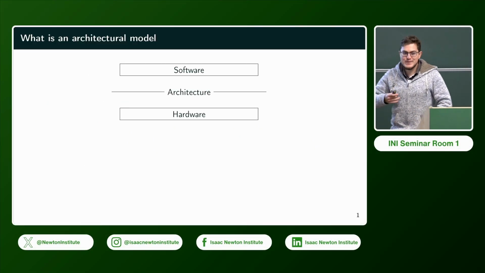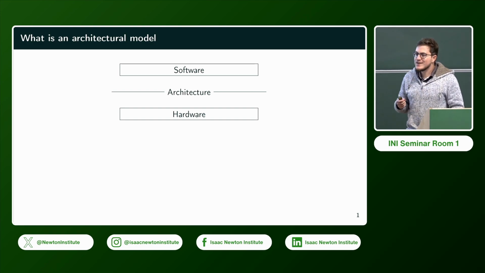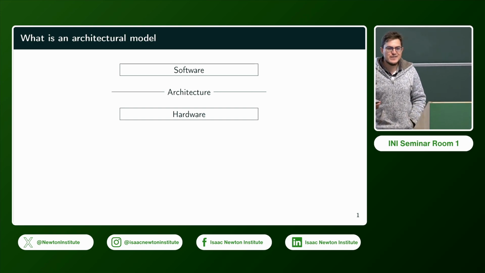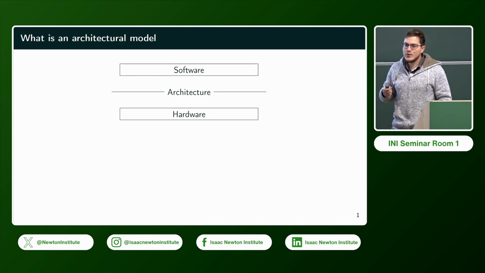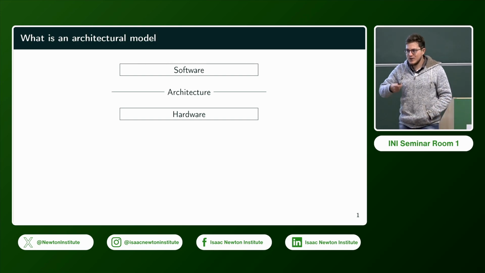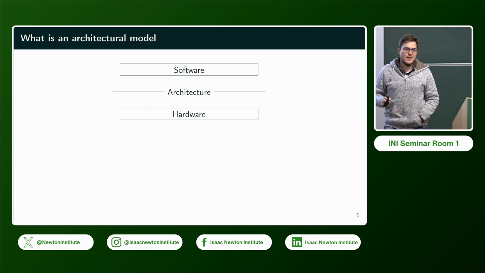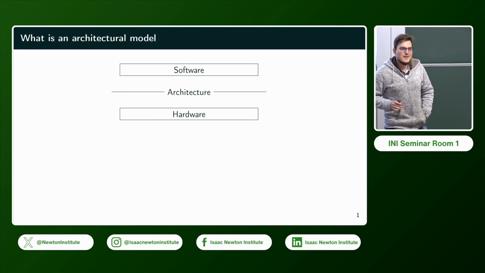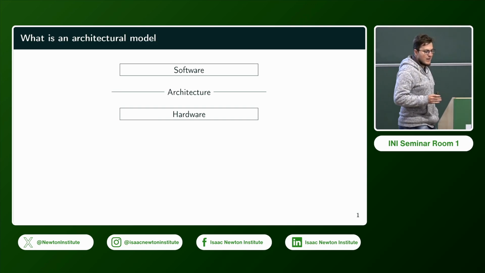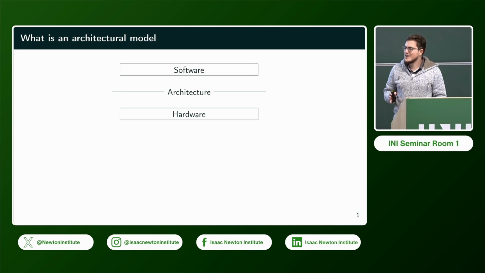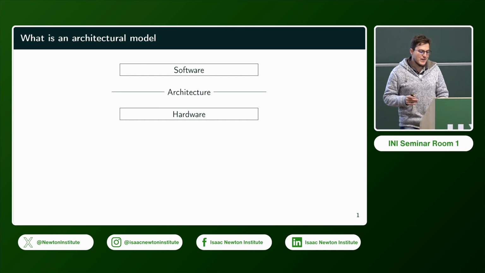We need to define what the architecture is. And the real key point here is that the architecture is a specification. It's the specification that hardware provides to software, and it's really about the interface between both, to try to hide as much nasty hardware detail from software as possible. Ideally, the software can only think about the architecture and not about the actual hardware.